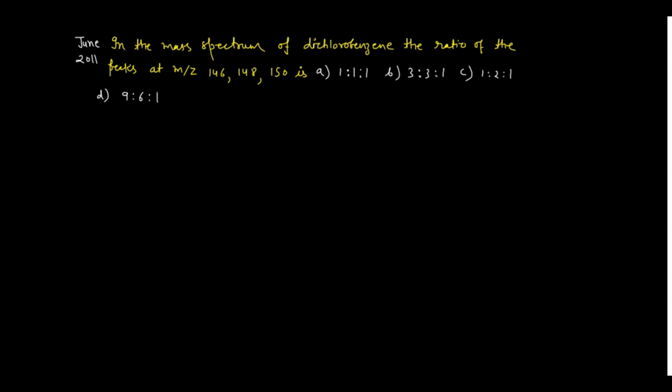This problem again I have taken from the June 2011 examination. In the mass spectrum of the dichlorobenzene, the ratio of the intensities of the peaks at m/z value 146, 148 and 150 is what the question is asking. So in that case, when you have a chlorinated compound, then you will have the M plus 2 peaks, right? 6 plus 2, 8 plus 2 again.